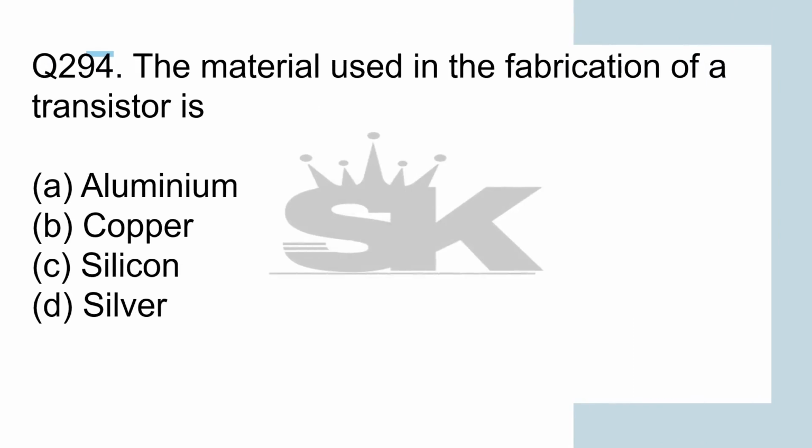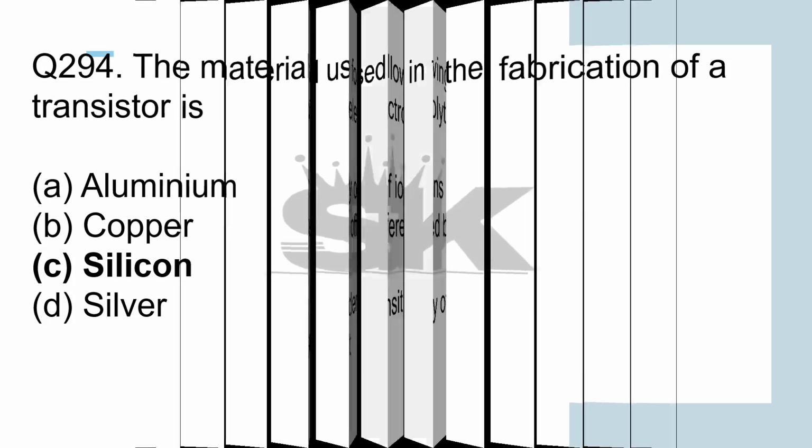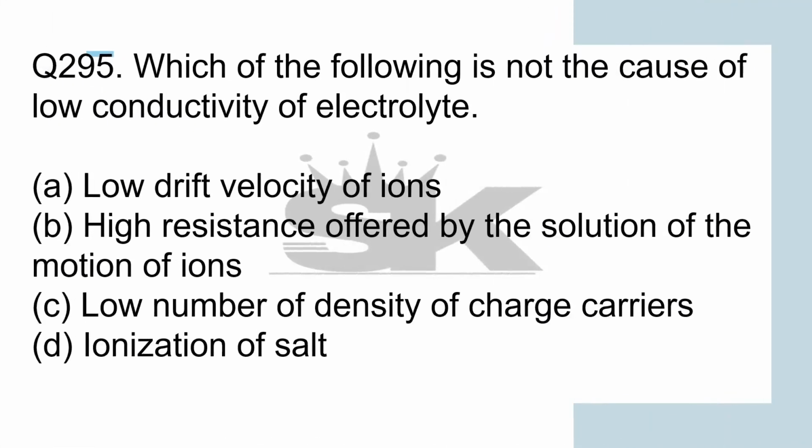The material used in the fabrication of a transistor: the answer is silicon. Okay. Fabrication is a photolithographic or chemical process of creating the transistor on a wafer of semiconductor material. Mostly silicon is used for fabrication, right? But compound semiconductors are also used for manufacturing transistors. Which of the following is not the cause of low conductivity of an electrolyte? The answer is ionization of salt. The solutions of weak electrolytes have low conductance.